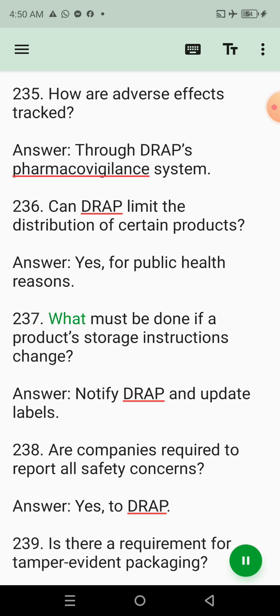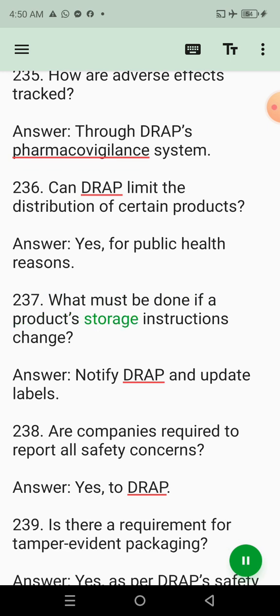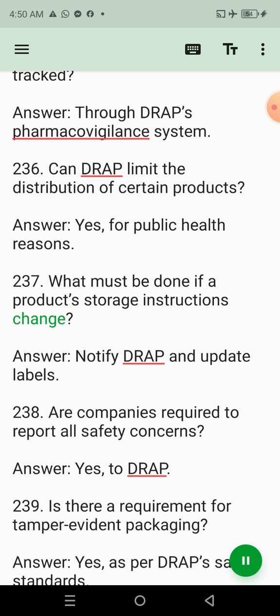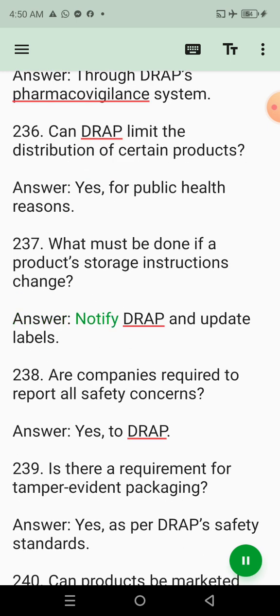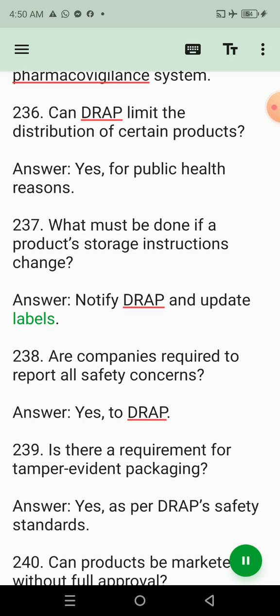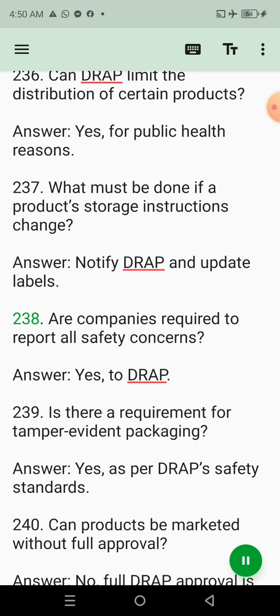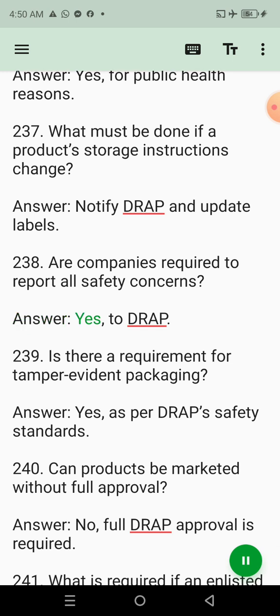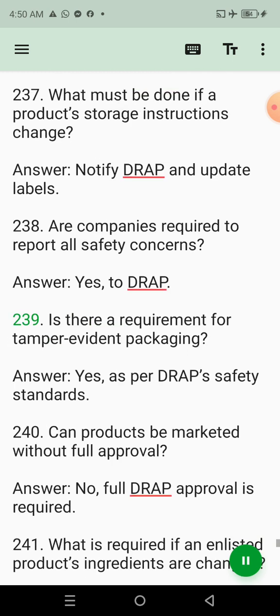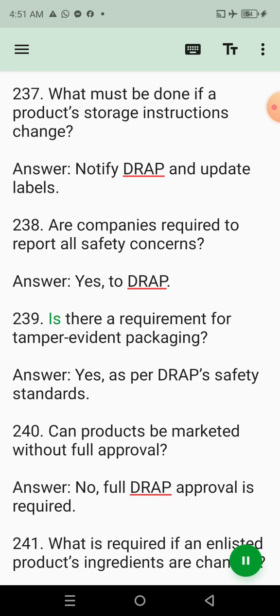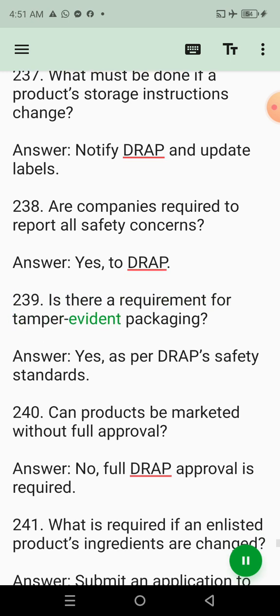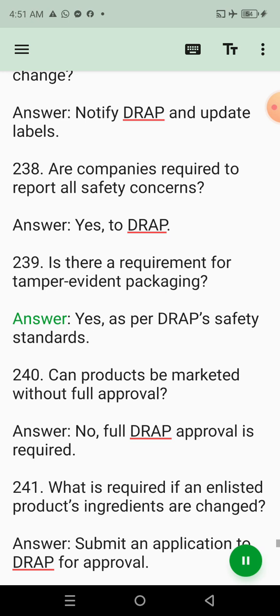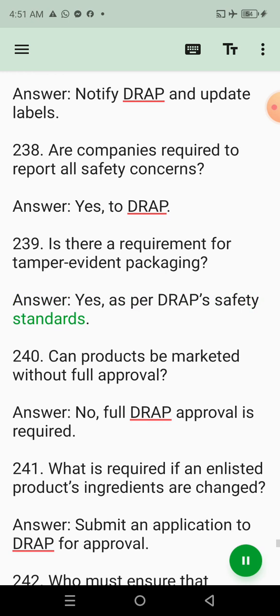237. What must be done if a product's storage instructions change? Answer: notify DRAP and update labels. 238. Are companies required to report all safety concerns? Answer: yes, to DRAP. 239. Is there a requirement for tamper-evident packaging? Answer: yes, as per DRAP's safety standards.